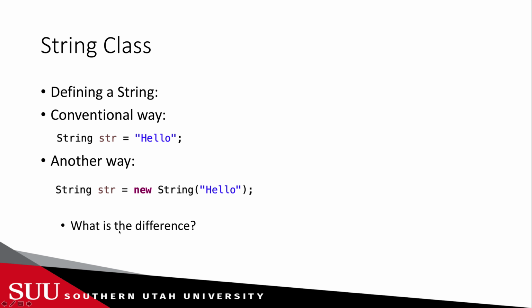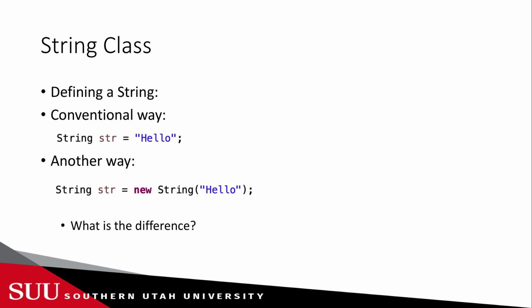Now, what is the difference? The only difference is that this is a shortcut, and both of them are actually creating an object of class string. Because remember, string is a class and not a primitive data type. Now, with those strings, once we create them, we can utilize a set of useful methods.